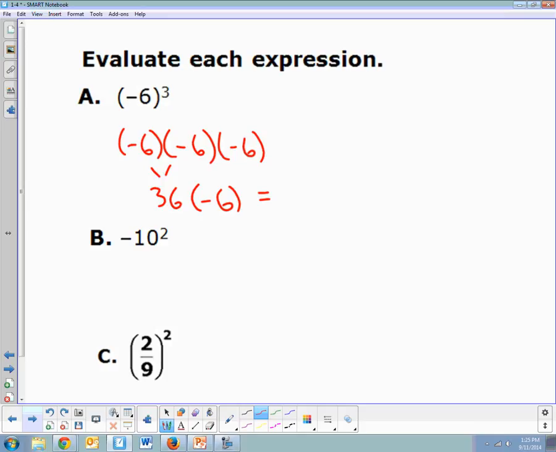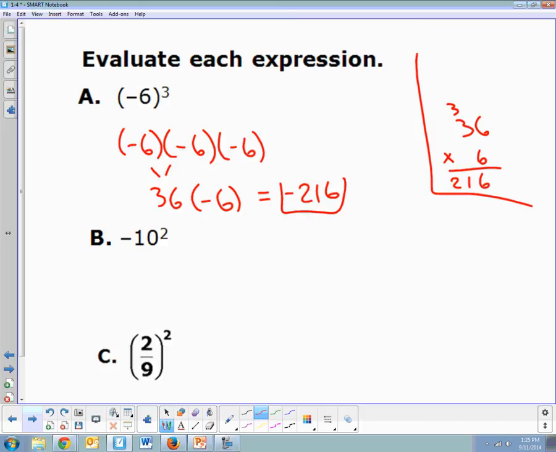If you don't want to do it in your head and you're doing this as an assignment, I encourage you to do the little scratch work. I'm going to do some scratch work over here and see what you end up getting. When I multiply that, I get 216. It'd be -216 because again they have different signs, which gives it a negative answer. And that'll be my final answer for that.